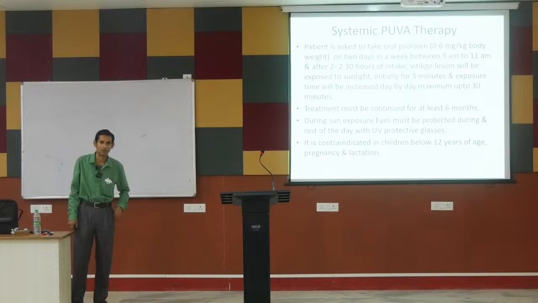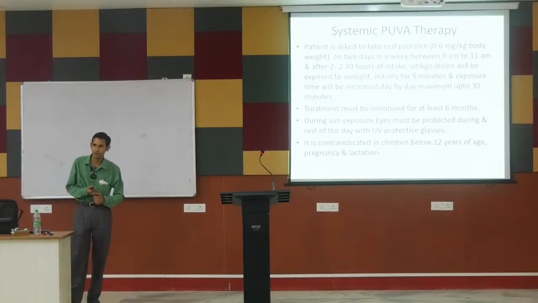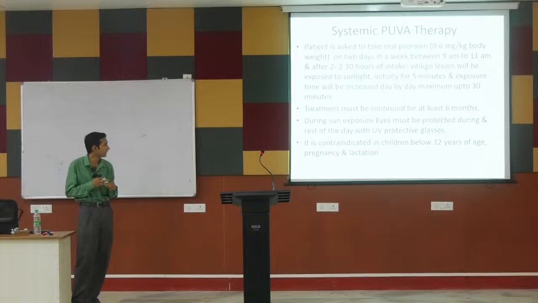Now the systemic PUVA therapy. So what is the systemic PUVA therapy used for the treatment of vitiligo? Systemic PUVA means oral PUVA. First of all, it should be given not only in extensive vitiligo, but in stable lesions. And the age of the child is most important, which, as I have already told, is more than 12 years. The patient is asked to take oral psoralen or 8-methoxypsoralen.